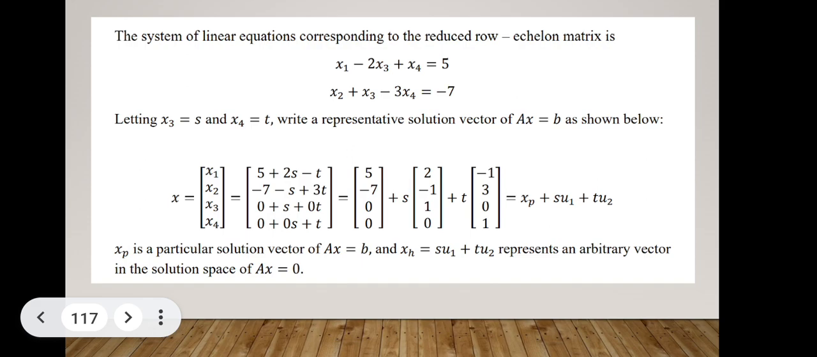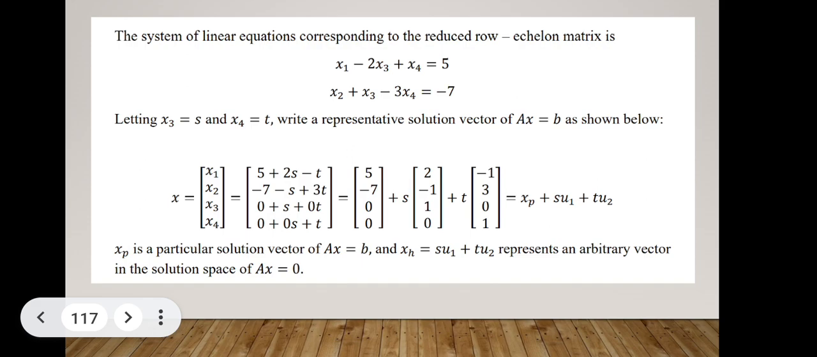So, letting x3 = s and x4 = t. So what is the next thing that we are going to do? We have to write a representative solution vector of Ax = b.